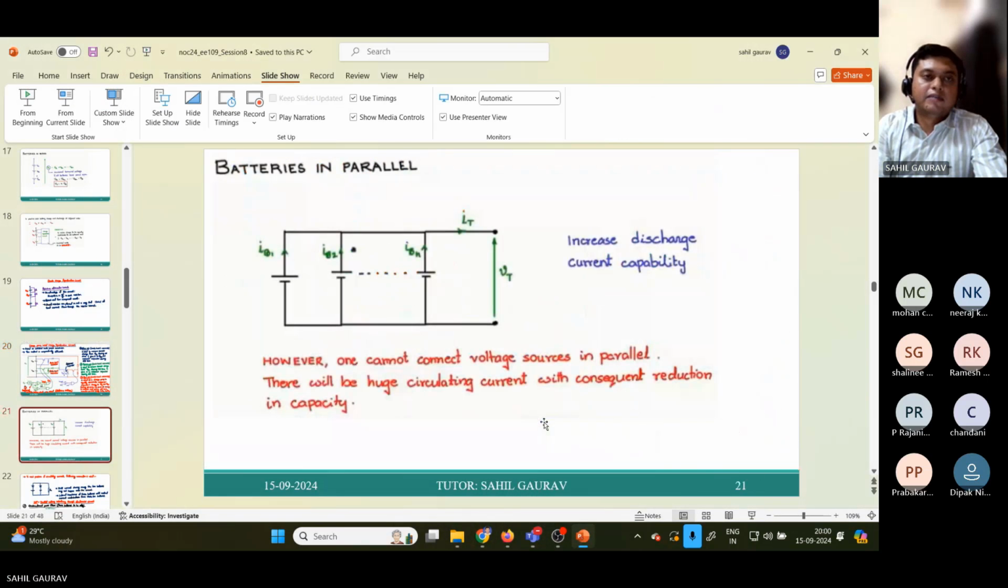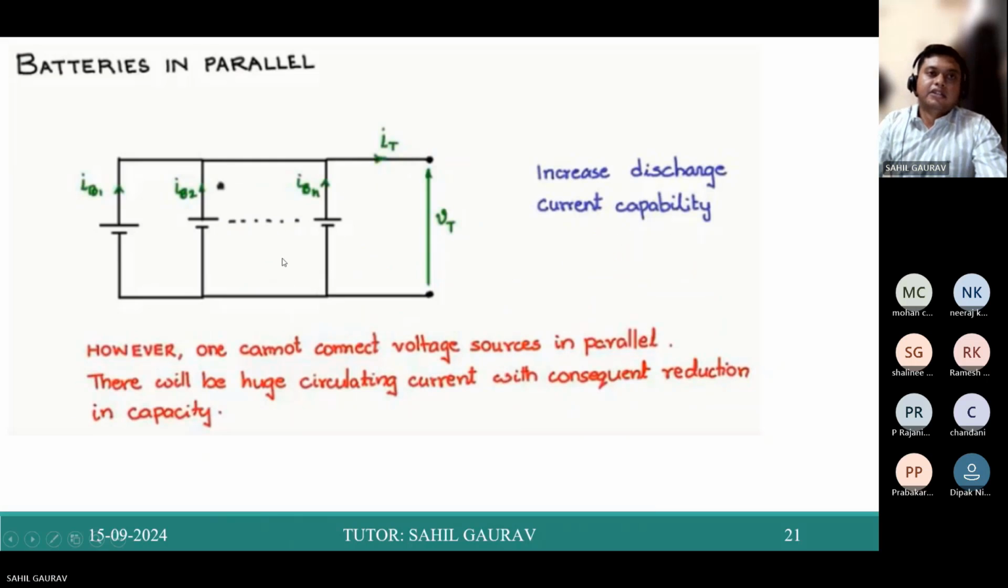So coming to the next part, batteries in parallel. If you are connecting the batteries in series, you are increasing the terminal voltage. And if you are connecting the batteries in parallel, it means you are increasing the discharge current capability. And we all know that we cannot connect voltage sources directly in parallel. And in practice, we know this.